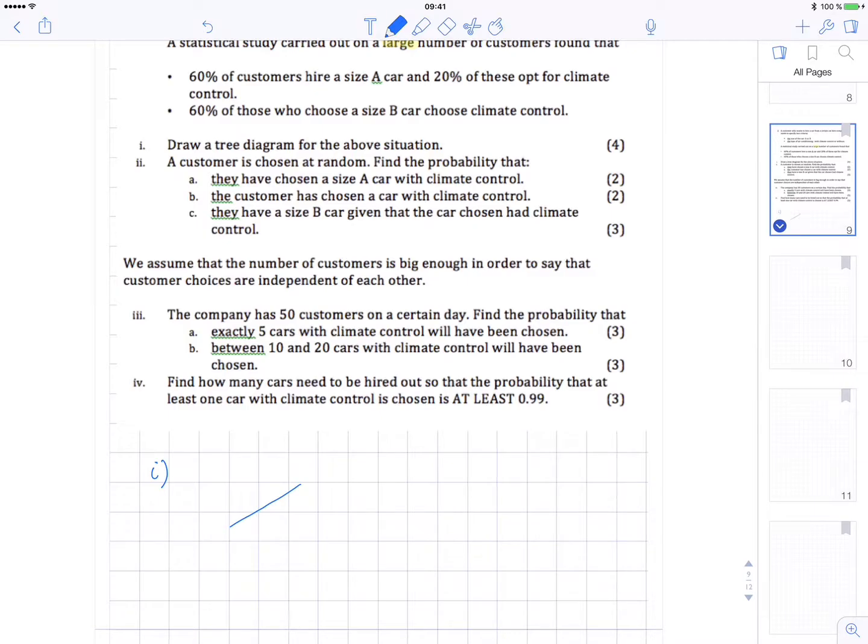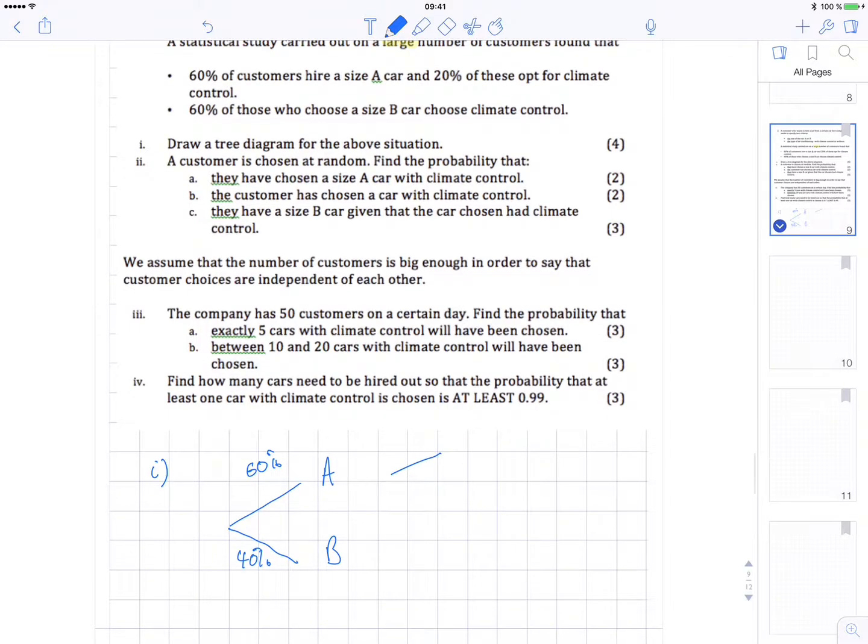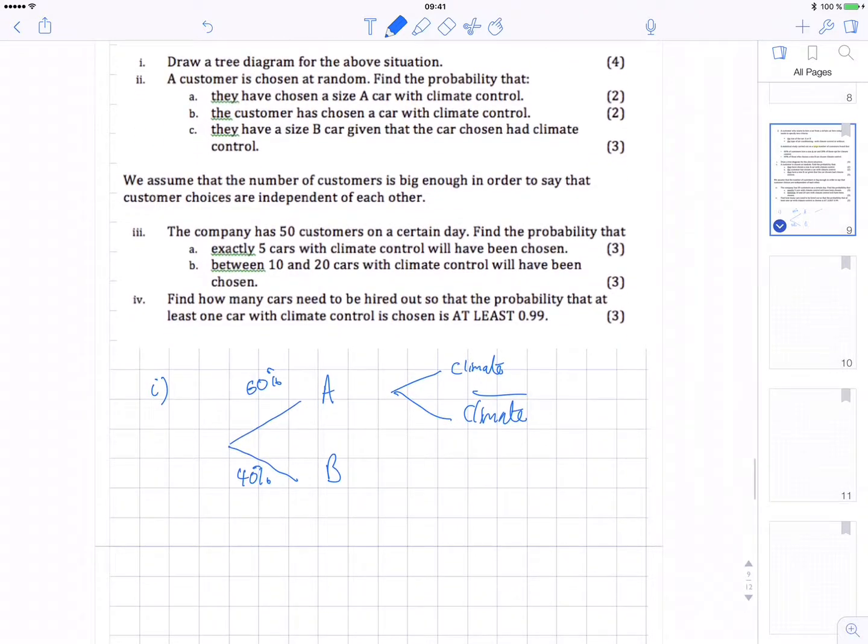So we have 2 options where we have 60% who hire a size A car, okay? That's A, and that's 60%. Or they hire a size B car, and that would be 40%. From A, we've got 2 options. They can either have climate control, or they do not have climate control.